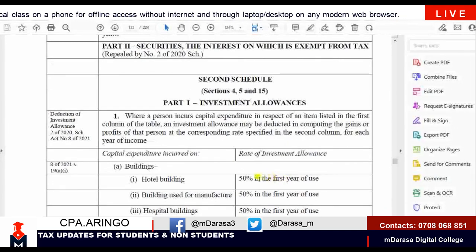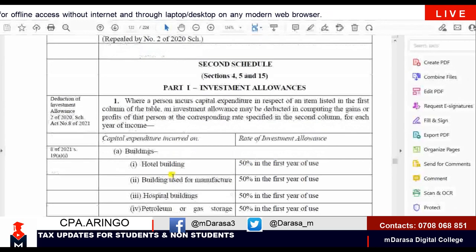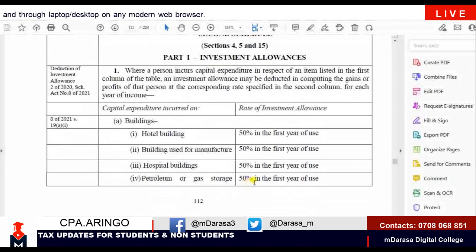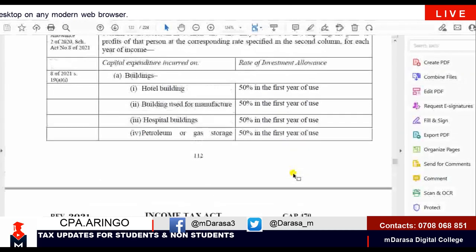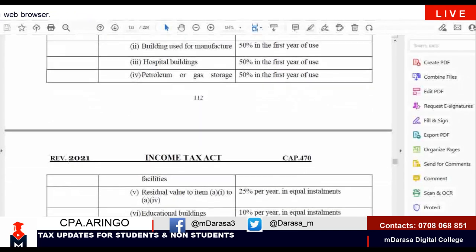So looking at this case, we have capital expenditure incurred in terms of buildings: hotel buildings, buildings used for manufacturers, hospital buildings, petroleum or gas storage. We're talking of 50% in the first year of use. The residual value of the items mentioned above will be 25% per year in equal installments. Basically, in this case, it is as if we are talking of the straight line method.